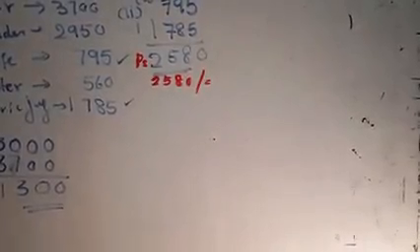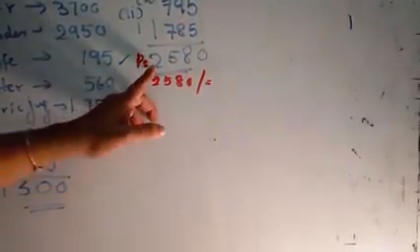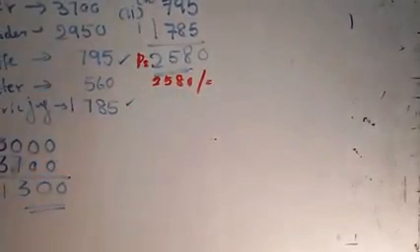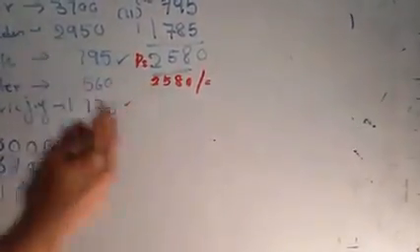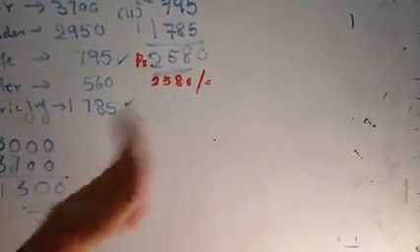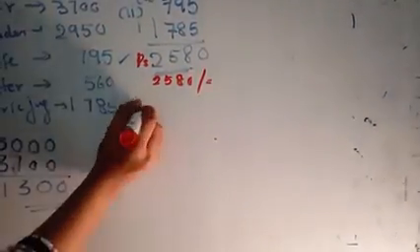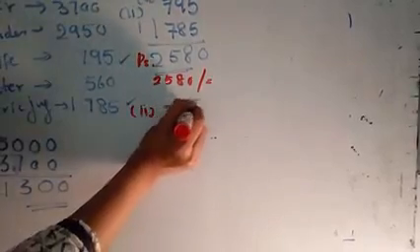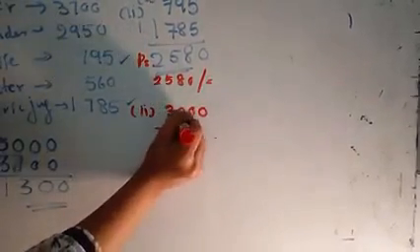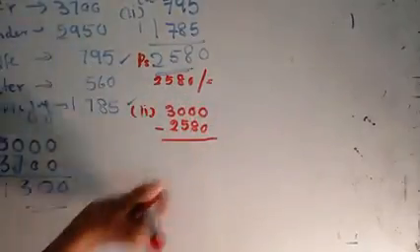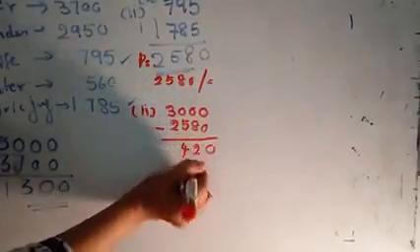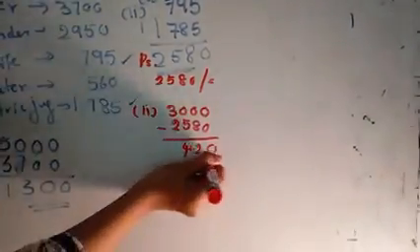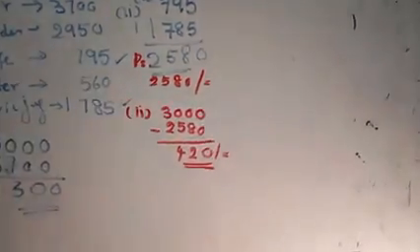Next is question B. If she gave 3,000, this is the bill, she is paying 3,000 rupees to the trader. What was her balance? Okay, this is the bill, she is paying 3,000 and she has to get something. She has to get the balance. So the balance, we'll see the balance. 3,000 minus 2,580. 0, 10 take away 8 is 2, 9 take away 5 is 4, and here 2 take away 2 is 0. So 420 is the balance amount.